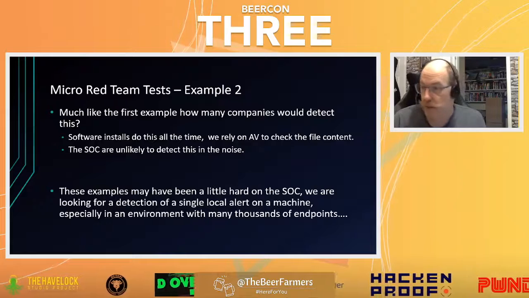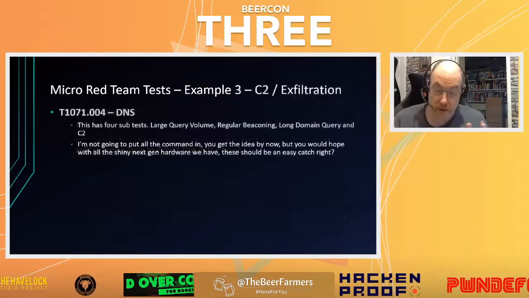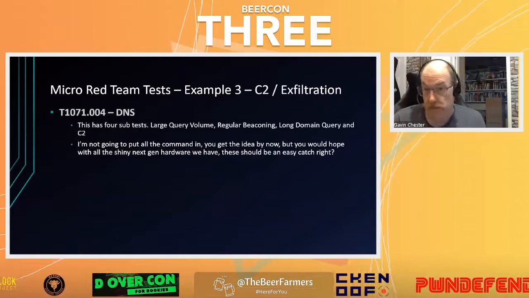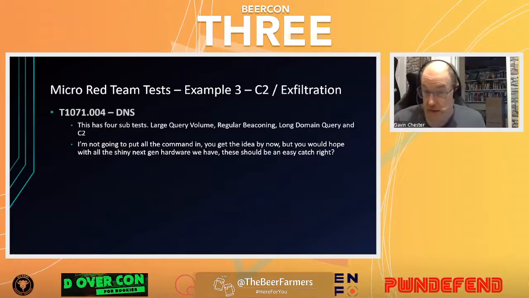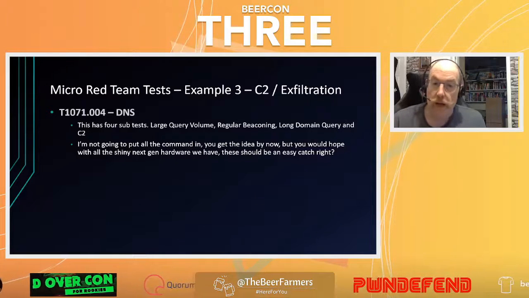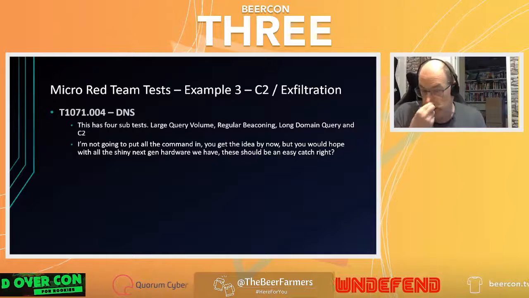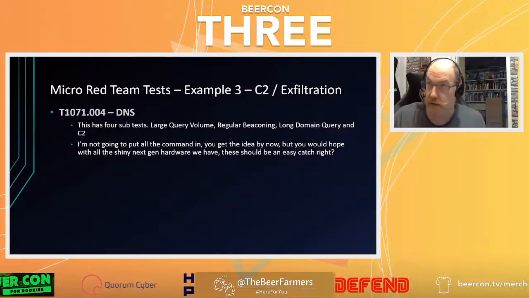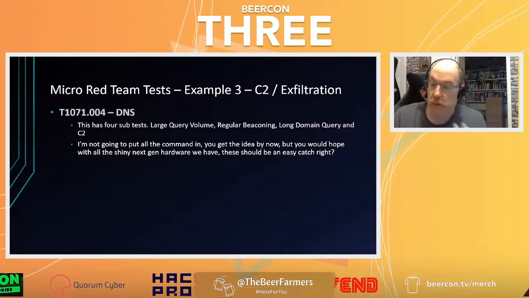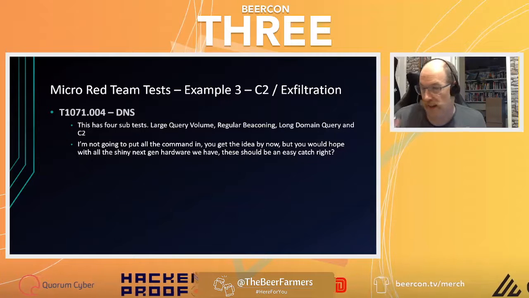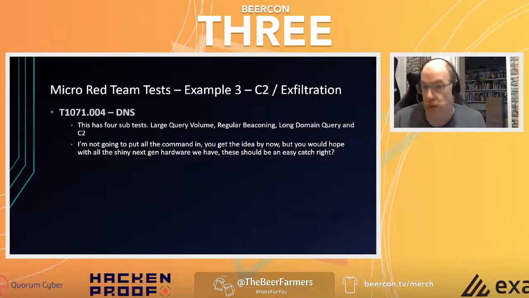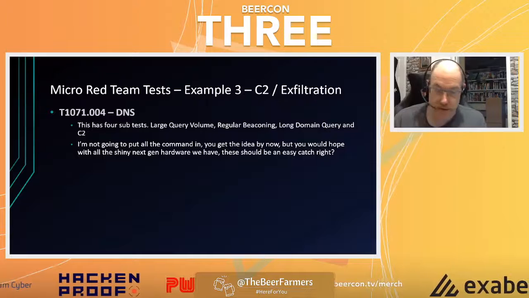So let's try something a bit noisier. My third example is C2 exfiltration using DNS, T1071. There are 4 parts to this test: sending a large volume of DNS queries, beaconing out on a regular interval, pushing out a very long domain query, and a simulated C2. I'm not going to give you all the commands. I think we've got the idea by now.